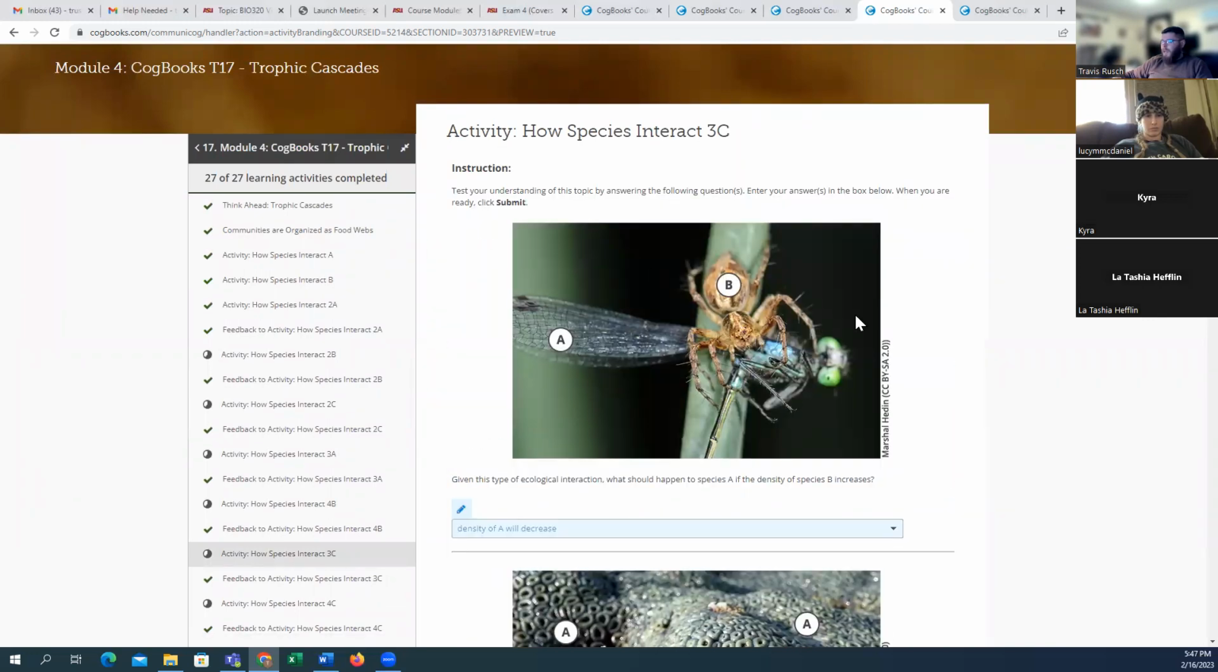All right, so what's going on in this picture right here? Would it be predatory? Yeah, right. We have a spider eating a dragonfly, so it's predation.